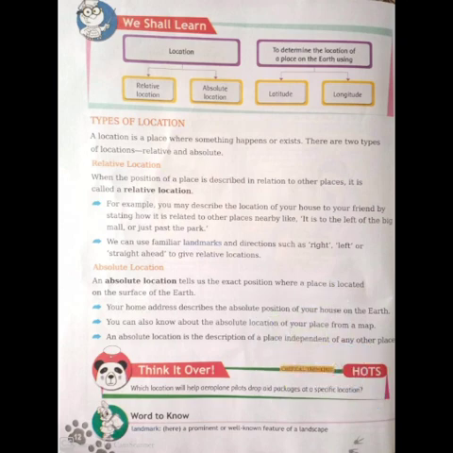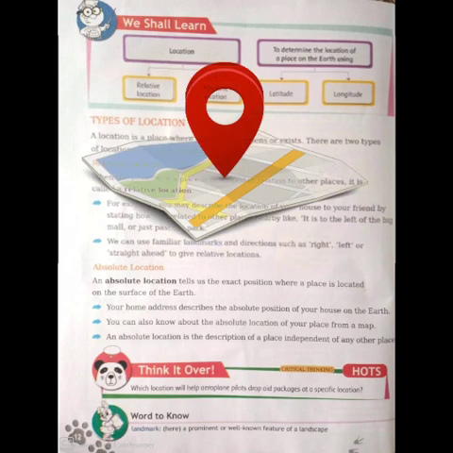Now comes the second one, which is absolute location. The absolute location tells us the exact position of where a place is located on the earth's surface. For example, your home address describes the absolute position of your house on the earth. Your home location on the map is an absolute location.